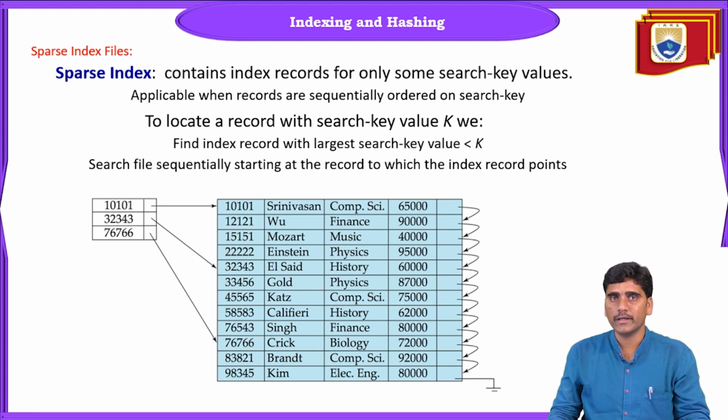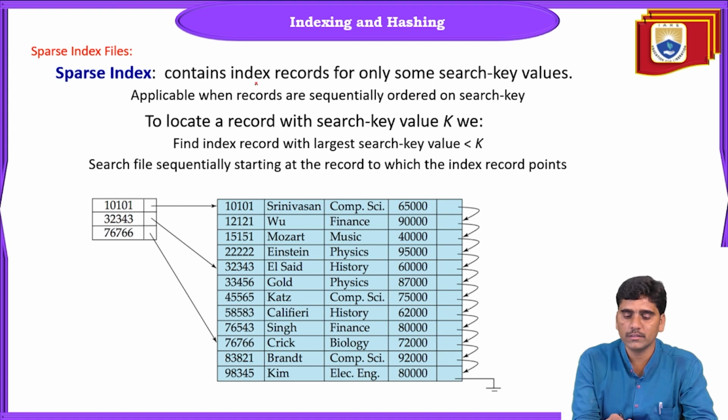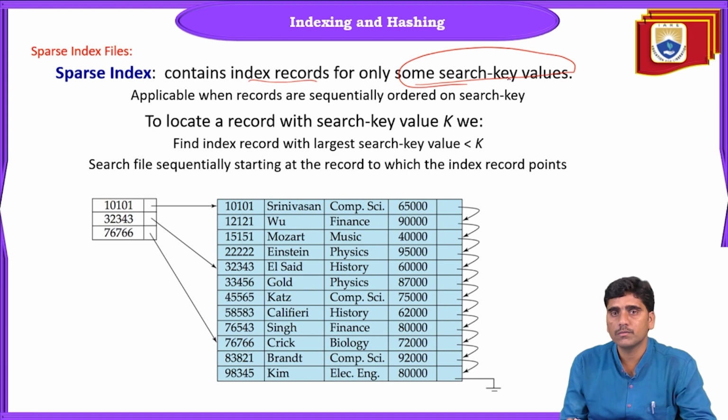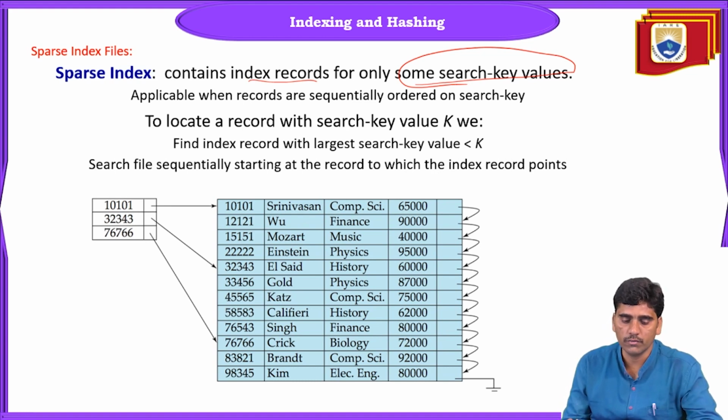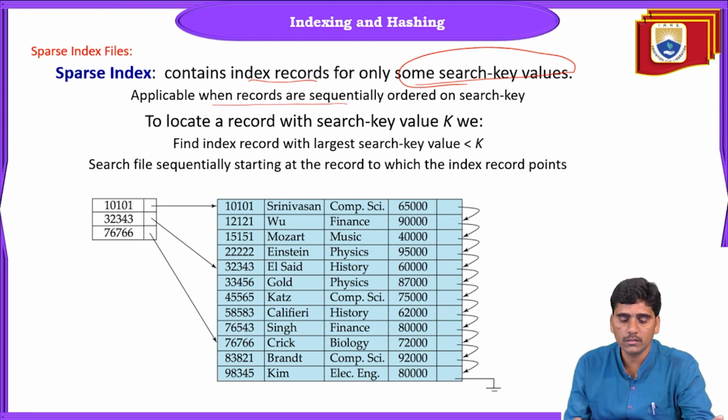And next, sparse index files. So sparse index, what does it actually contain? It contains index records for only some search key values, not for all search key values. It is applicable when records are sequentially ordered on the search key. Only some records are sequentially ordered on the search key.